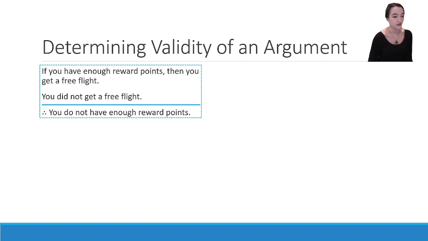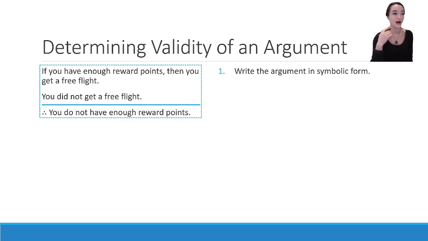So here I have, if you have enough reward points, then you get a free flight. You did not get a free flight. And the conclusion is, therefore, you did not have enough reward points. Okay, so if we want to determine whether or not this is a valid argument, first we start by writing the argument in symbolic form.